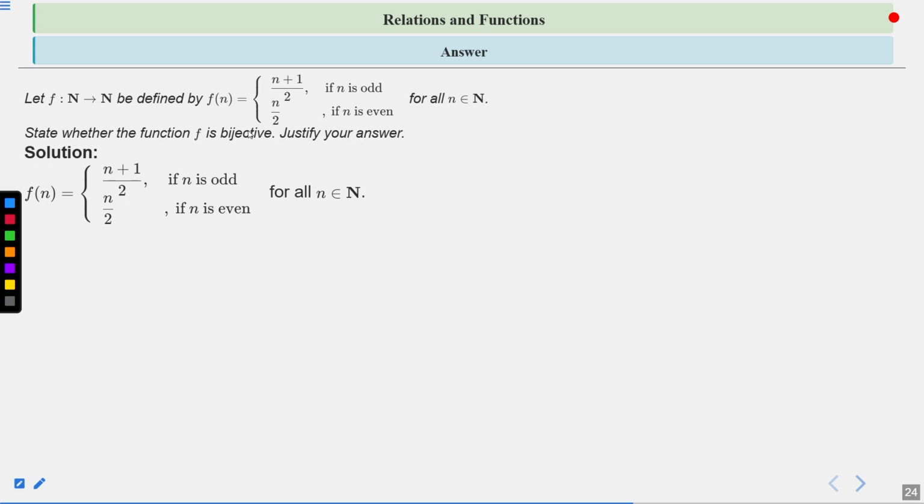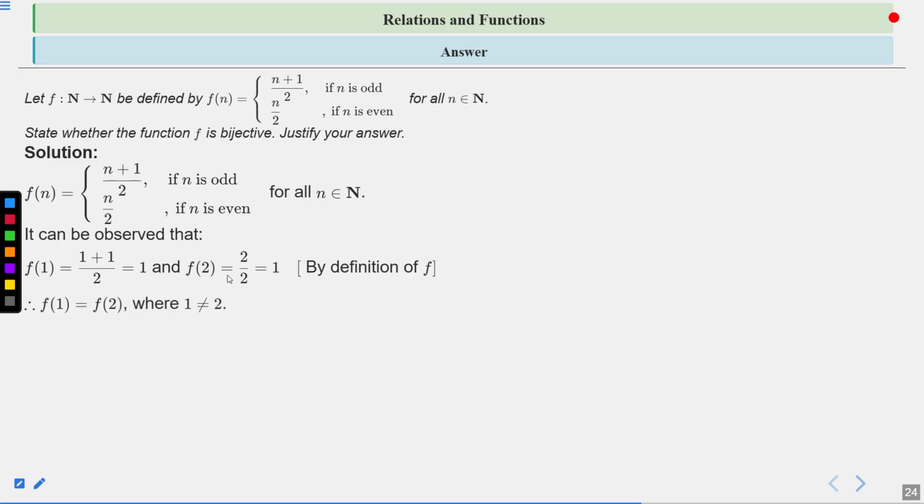So starting with the given information, f(n) equals (n plus 1) by 2 when n is odd, and f(n) is n by 2 when n is even. It can be easily observed that f(1) gives me the output 1 and f(2) also gives me the output 1. So for two distinct inputs, we are having the same output, meaning f is not one-one.